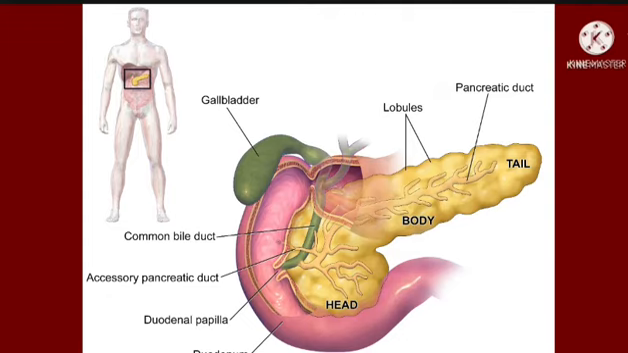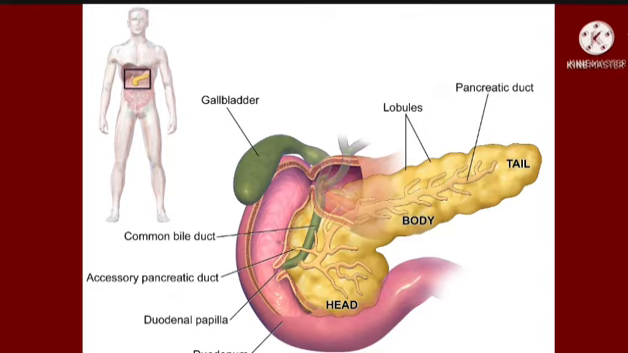The pancreatic amylase converts glycogen and starch into maltose. Lipase acts on emulsified fat and hydrolyzes it into free fatty acids and monoglycerides. Monoglycerides are further hydrolyzed to fatty acids and glycerol. Nucleases in the pancreatic juice break the nucleic acids into nucleotides and nucleosides.